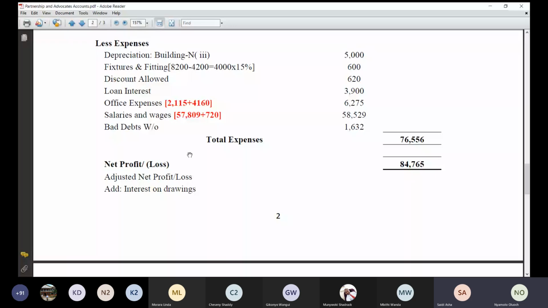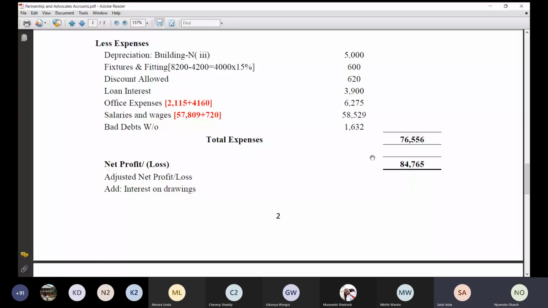I'm just showing my working as 2115 plus 4160, which will give you 6275. Salaries and wages on record, you have 57,809. We accrued 720. So our new salaries and wages figures will be that. I'm just showing you my workings.